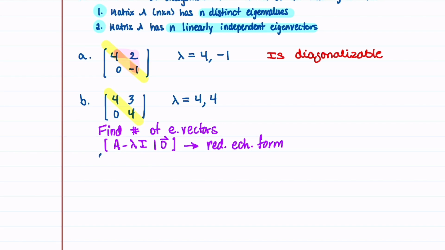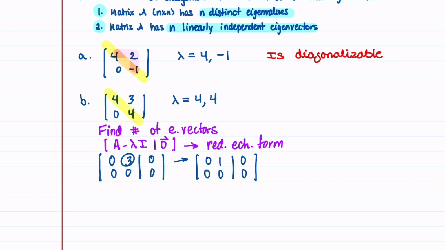Let's go ahead and do this. We're going to subtract our eigenvalue 4 off the main diagonal, so we get 0, 3, 0, 0. So this is actually not bad at all. I'm going to look at this pivot, and let's make that a 1. So our matrix is 0, 1, 0, 0, 0, 0. And there is our pivot.